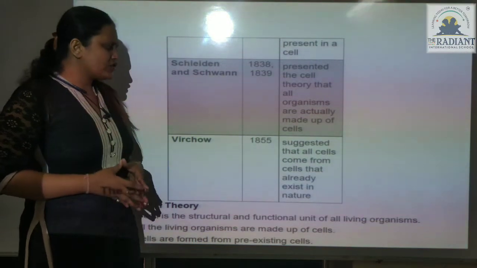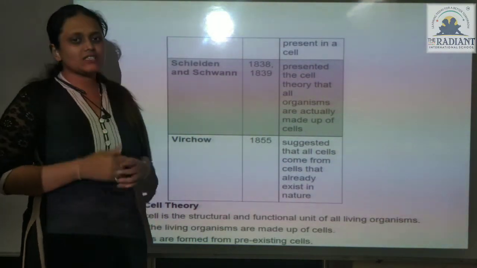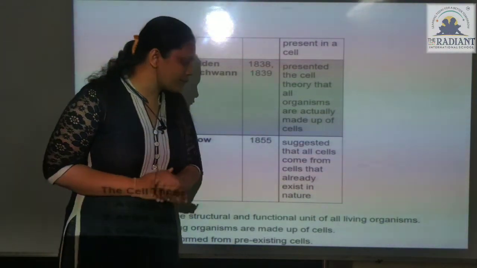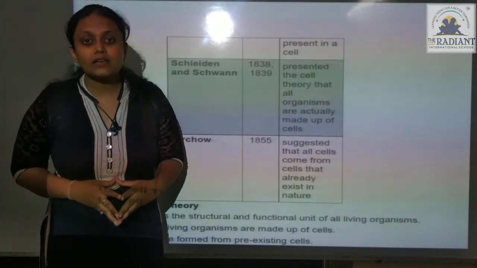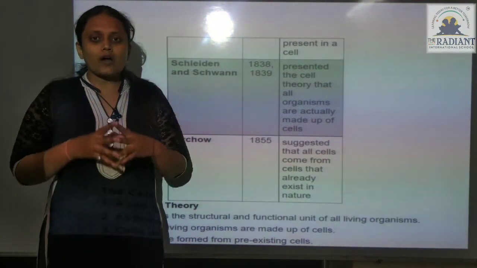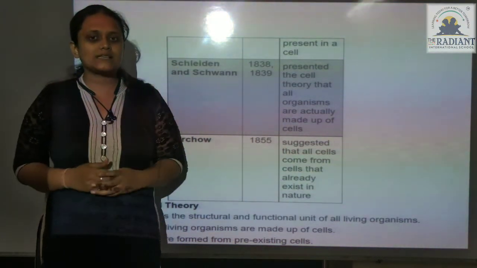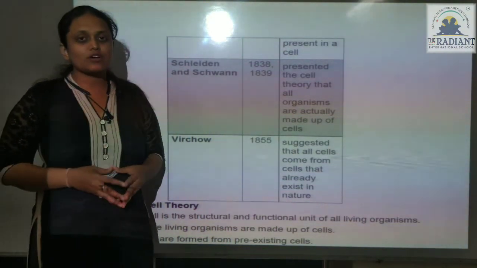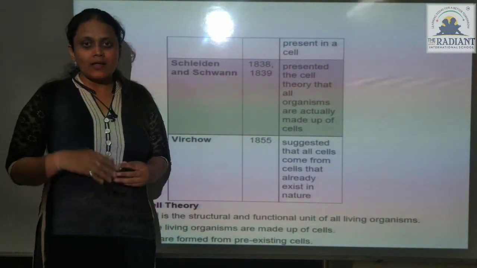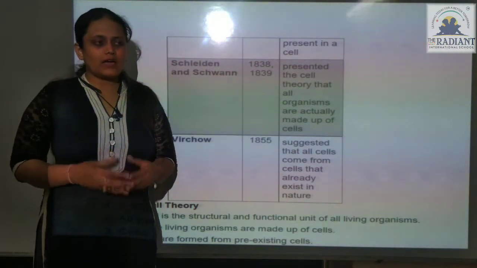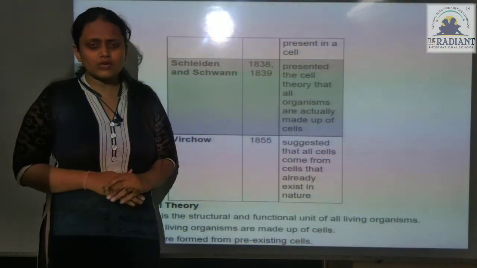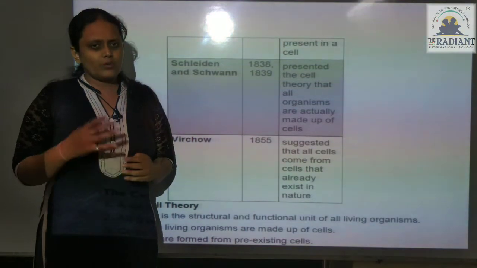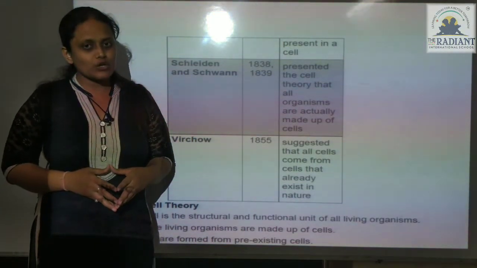And then in 1855 came Virchow, and he added one more statement to the cell theory, and he said that all cells come from the cells which are already existing in nature. That means new cells develop, the new cells come, but they always come from the pre-existing cells. This is the process of reproduction by which we can understand that all the cells which we have in our body, in any body in the universe, they all derive from the pre-existing cells, which we can consider as a process of reproduction also.